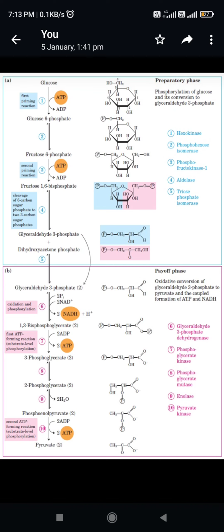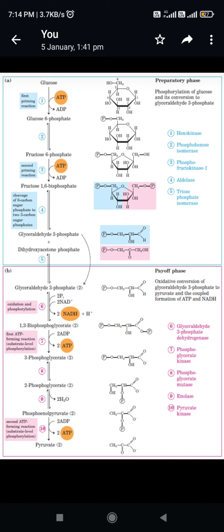The third step is the second priming reaction. Fructose 6-phosphate is converted to fructose 1,6-bisphosphate. At this stage, the second ATP molecule is utilized. The phosphate which comes out from the ATP is added to the first carbon position of the sugar. That is described by the enzyme name phosphofructokinase 1, a kinase whose function is to add phosphate at the first carbon of the sugar, that is, to the fructose. That gives the name fructose 1,6-bisphosphate.